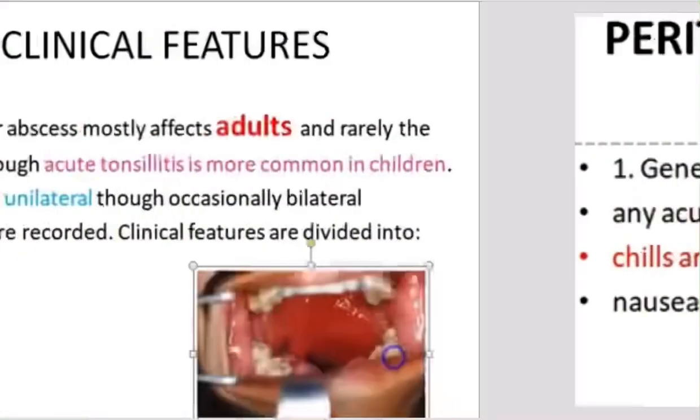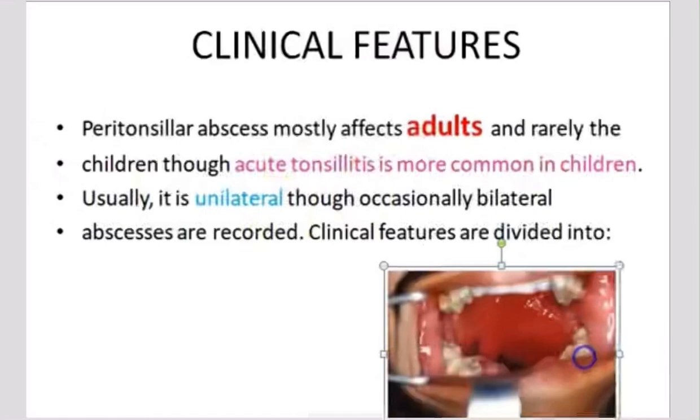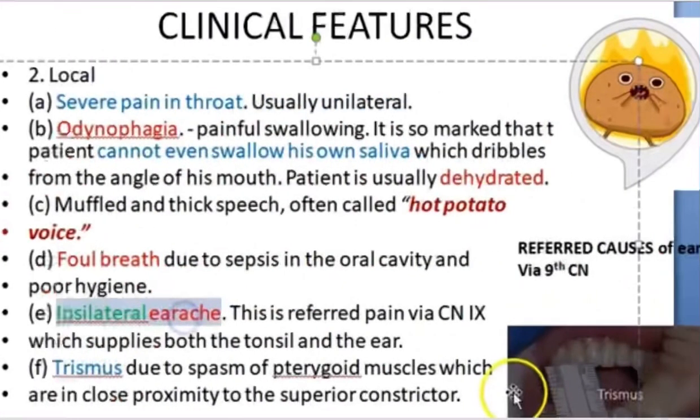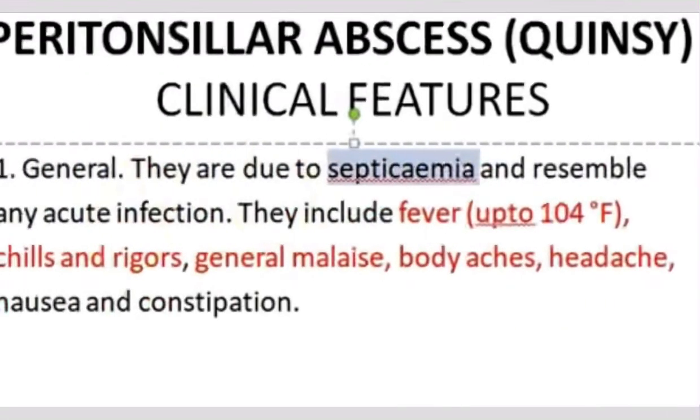The clinical features have been divided into two types. One is the general clinical features. The second one is the local clinical features. Starting with the general clinical features, they are due to septicemia and they resemble any acute infection.